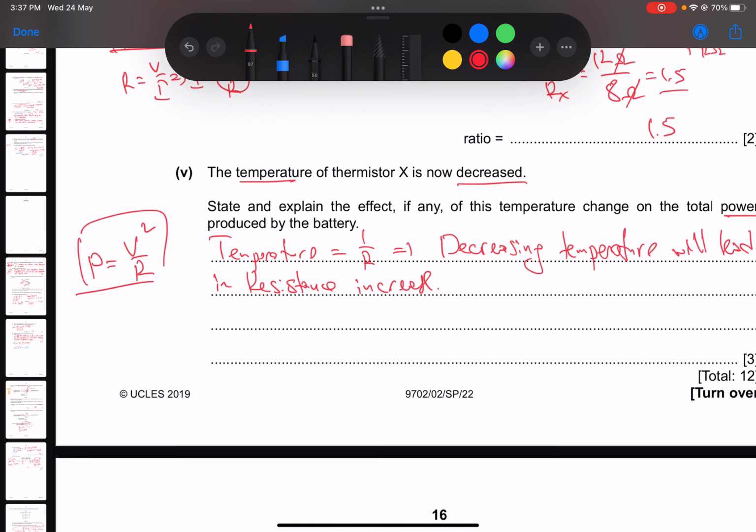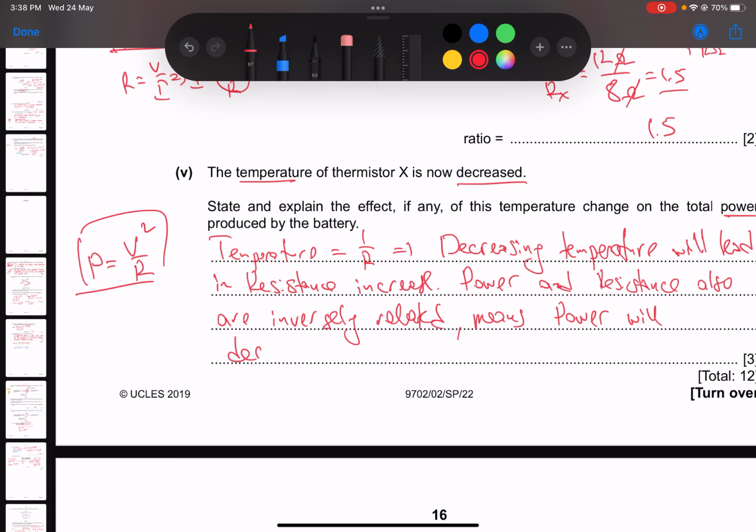Power and resistance are also inversely related, which means increasing resistance means power will decrease. So simply, power will decrease.